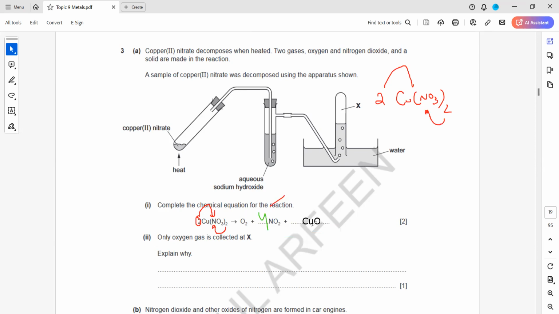And it will give copper oxide. Then we have to balance that as well. 3 multiplied by 2 is 6, multiplied by 2 is 12. So 8, 10 and then 12. So it should be 2 here.